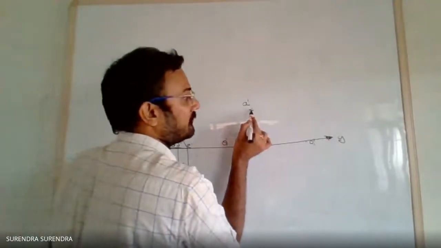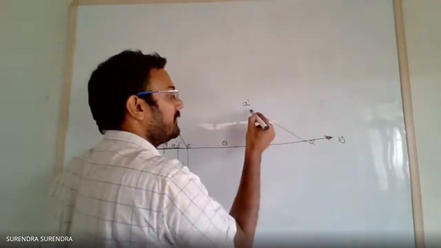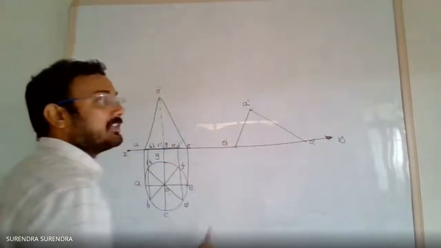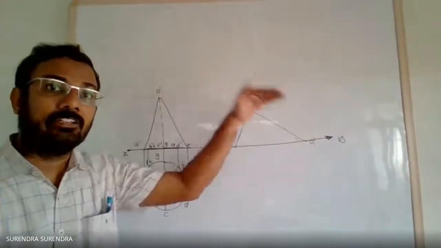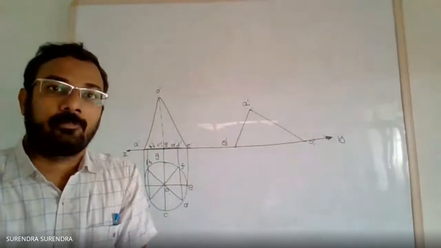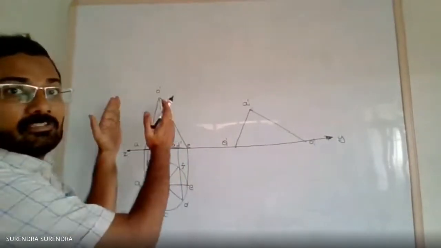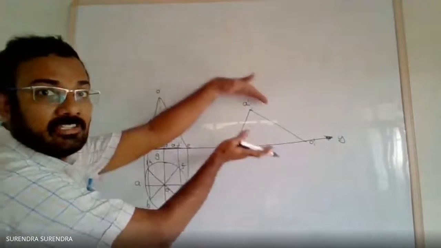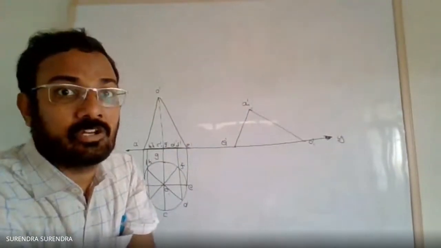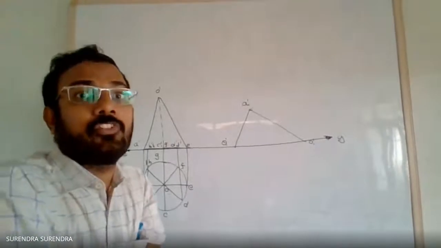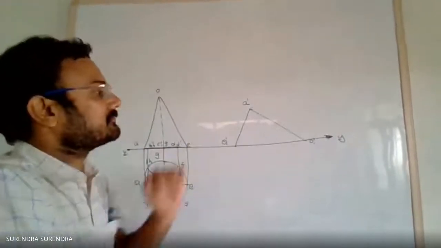Join AO and EO. So we'll get the same triangle but with different orientation. Means the cone, here it is in standing position. Second position, it is resting on its ground, on one of its generators.